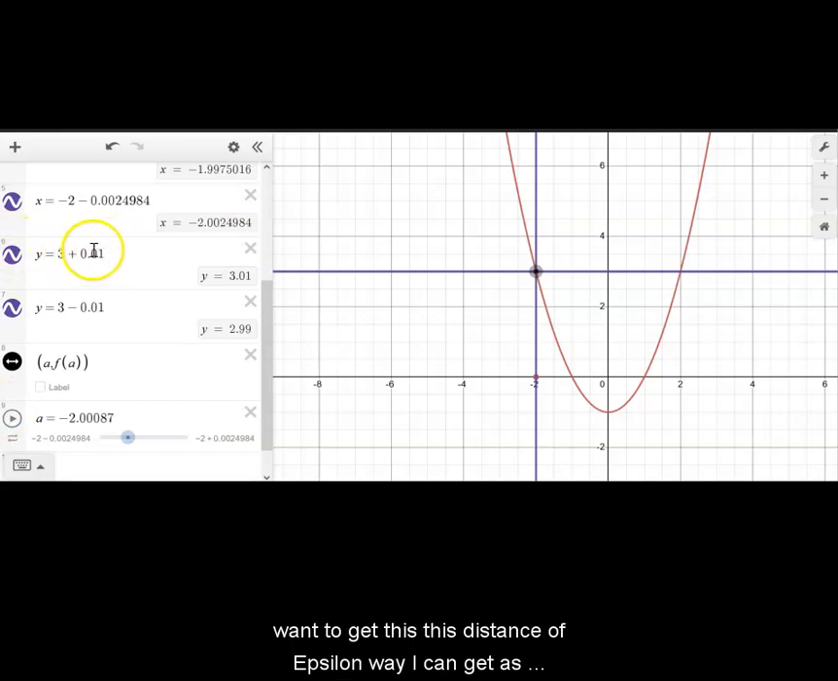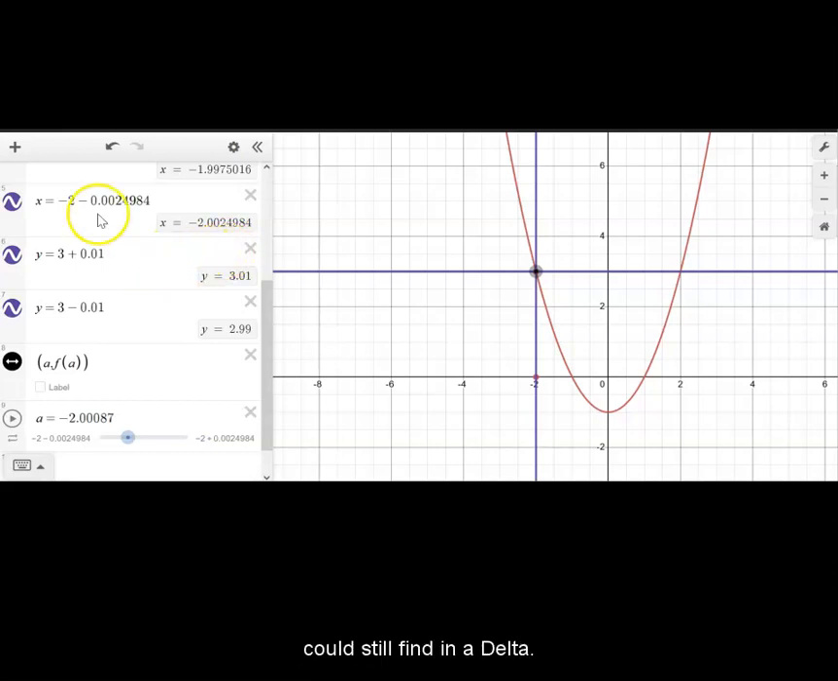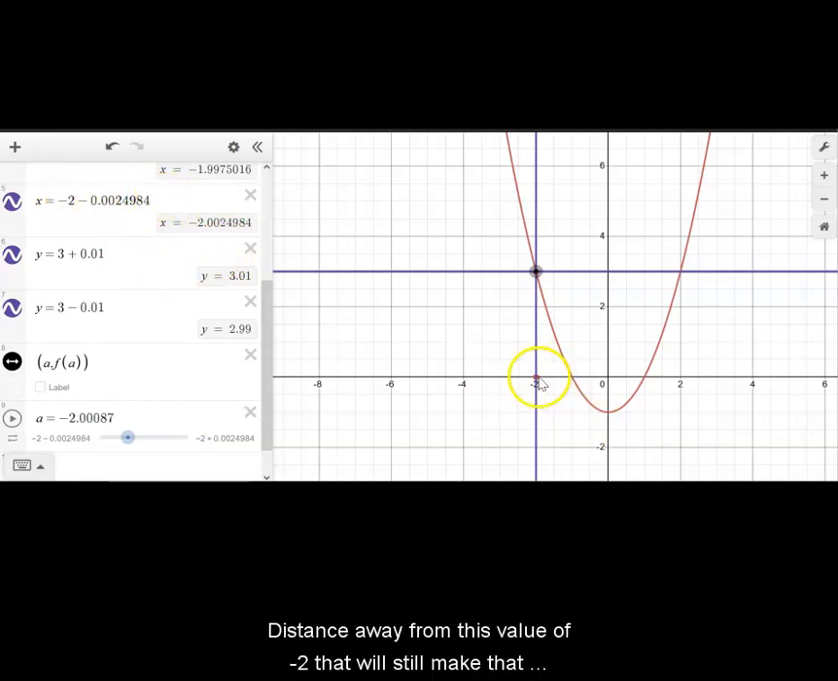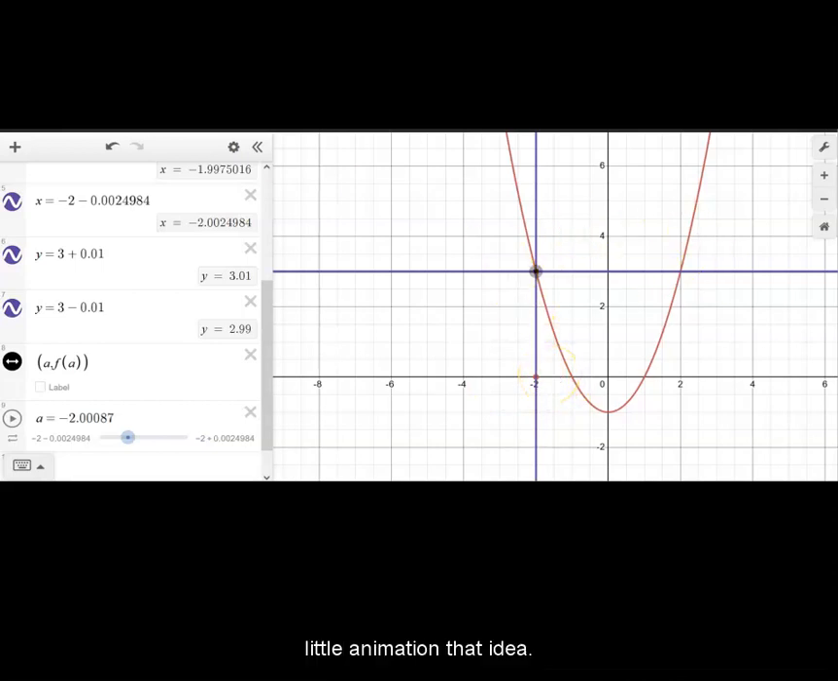This distance of epsilon away, I can get as close as I want. I can make this 3 plus 0.00000000001, and I could still find a delta, a distance away from this value of -2 that will still make that little animation that I did work.